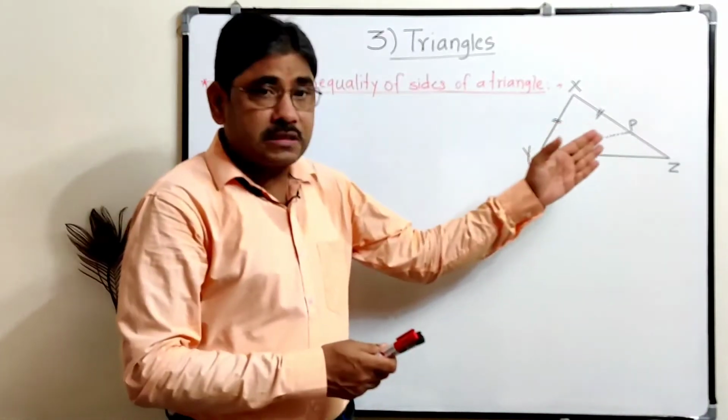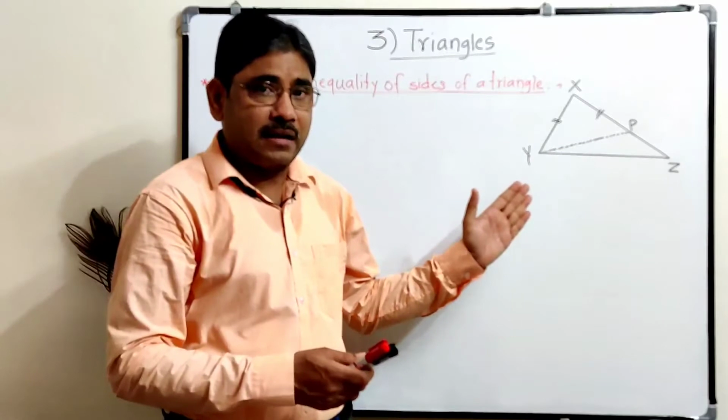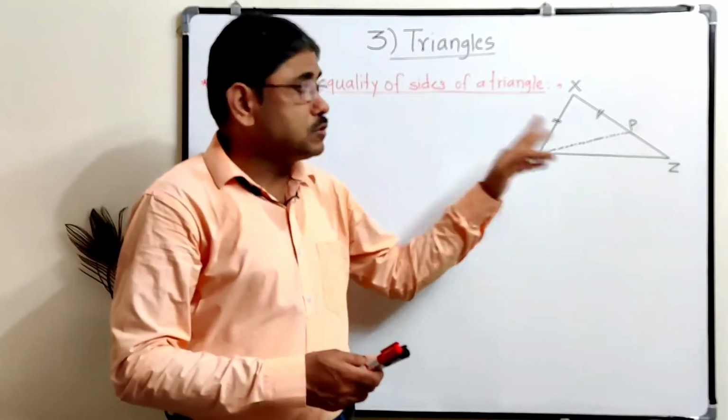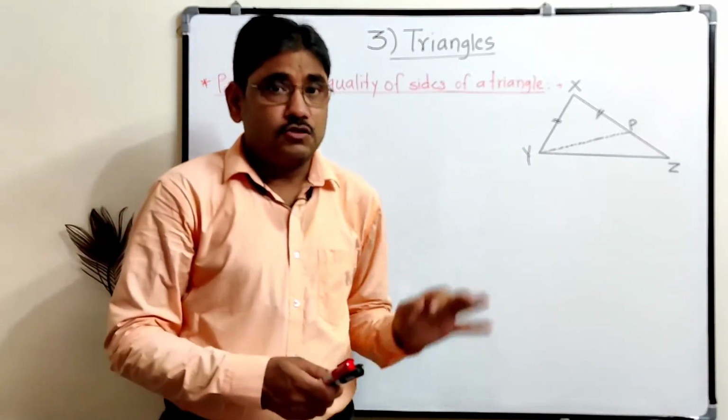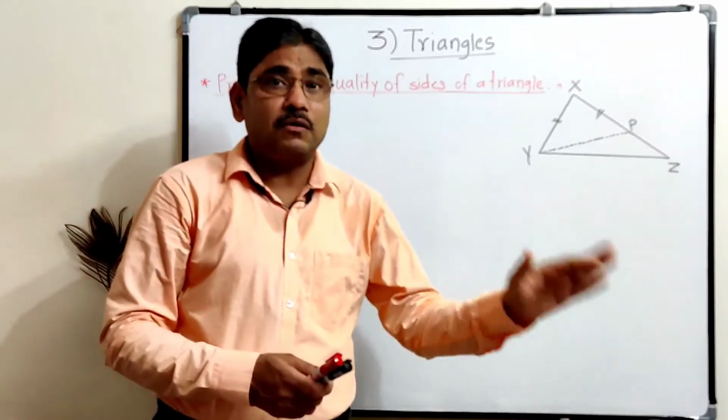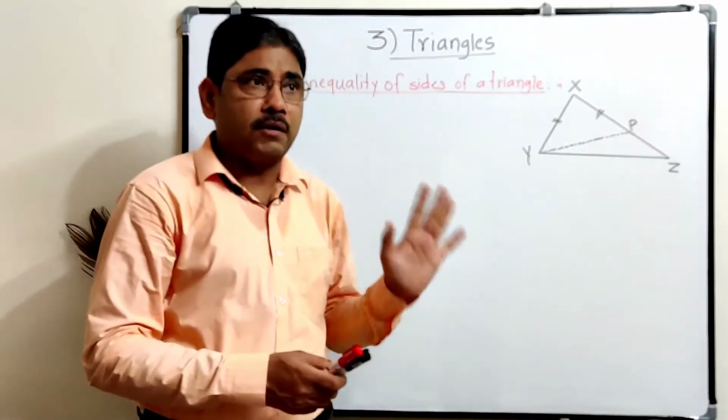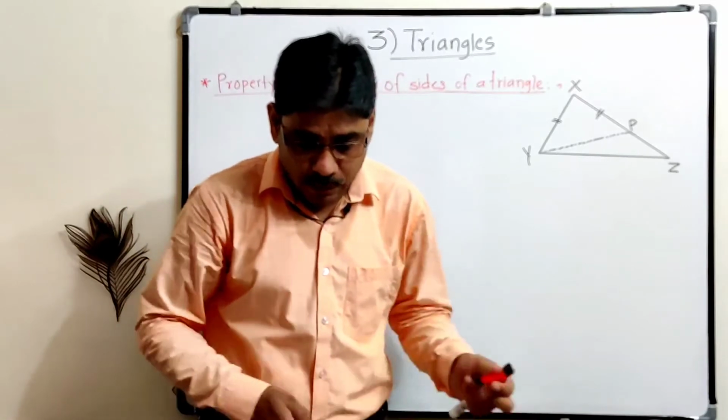जो बड़ा साइड है उसके सामने वाला एंगल भी बड़ा रहेगा, and the angle opposite to the smaller side is smaller. जो एंगल छोटे साइड के सामने रहेगा वो छोटा रहेगा, बड़े साइड के सामने रहेगा वो बड़ा रहेगा. That we have to prove here. So what is given?